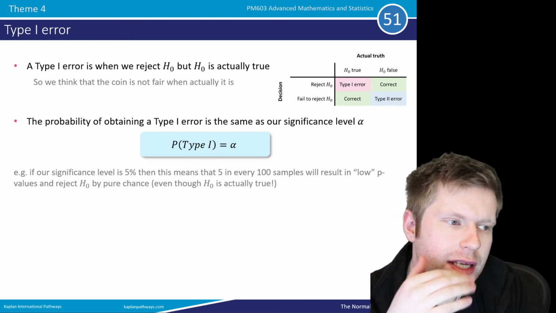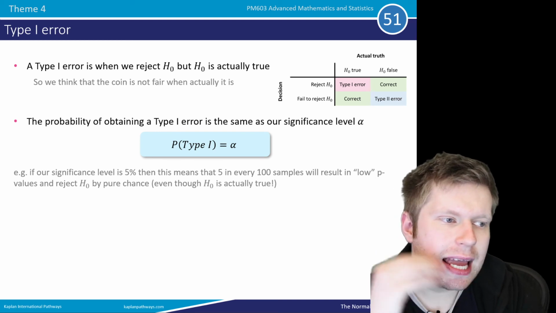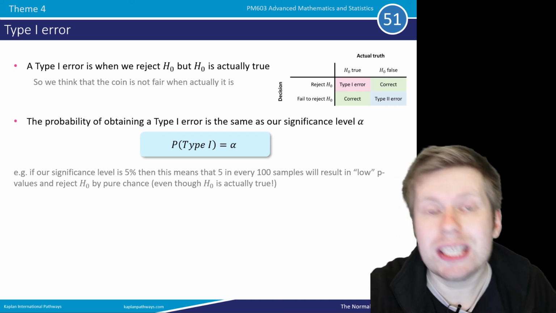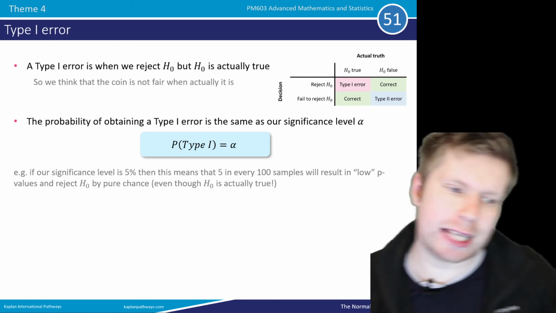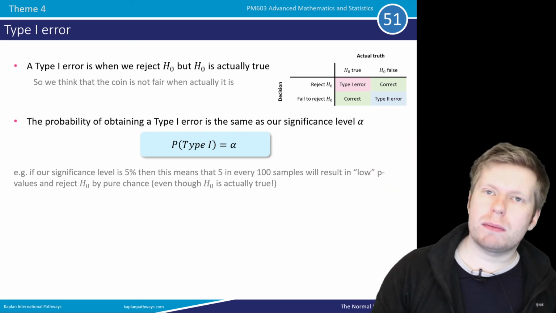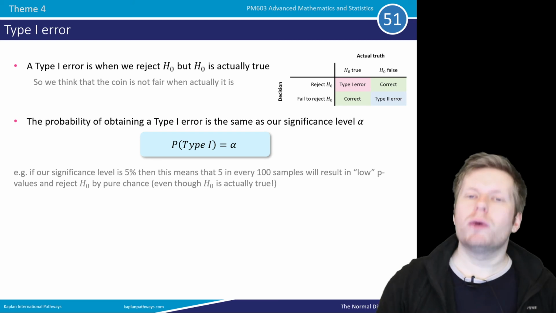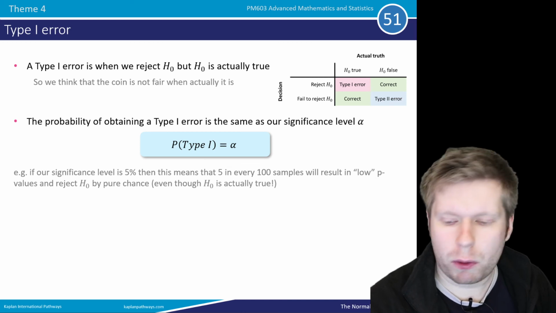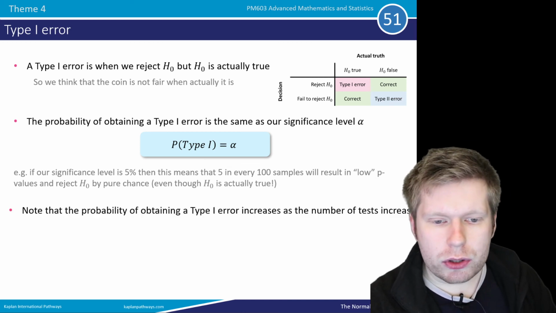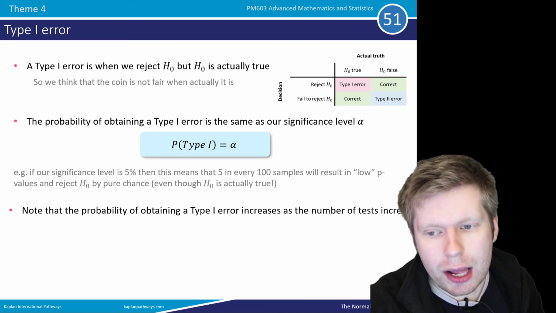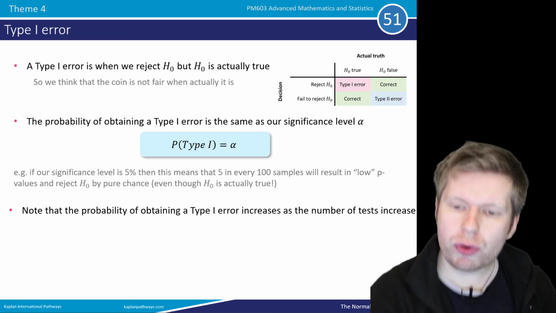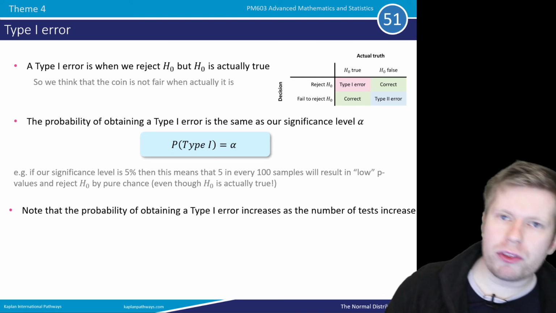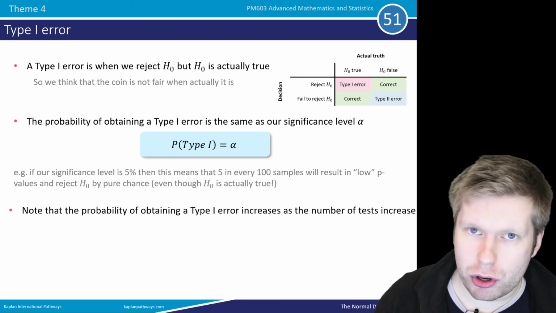Okay, so I've given a quick example there just to illustrate that. If our significance level is 5%, then that means that 5 in every 100 samples will result in a low p-value anyway, because that's what a significance level of 5% means. It basically means reject 5% of your data. And therefore we reject the null hypothesis just by pure chance, even though the null hypothesis is actually true. Okay. So note that the probability of obtaining a type 1 error increases as the number of tests increases, right? Because 5% means that 5% of the time you should reject the null hypothesis, even though the null hypothesis should actually be true, okay?